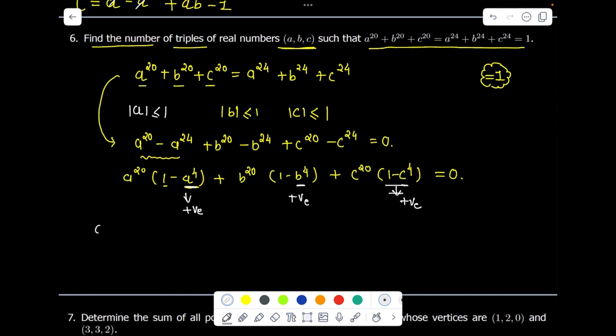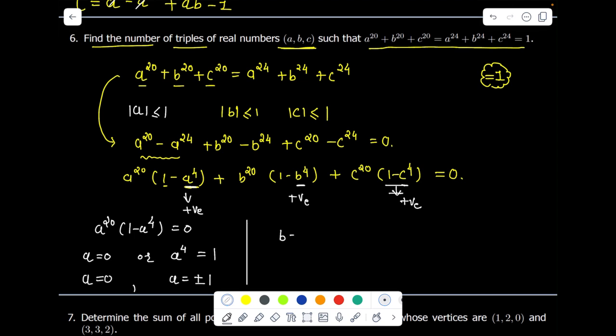So what we can write here is a to the power 20 times (1 minus a to the power 4) is equal to 0. So a is 0 or a to the power 4 is equal to 1. So a is equal to 0 or a is equal to plus or minus 1. Similarly, b is equal to 0 or b is equal to plus or minus 1. Similarly, c is equal to 0 or c is equal to plus or minus 1.